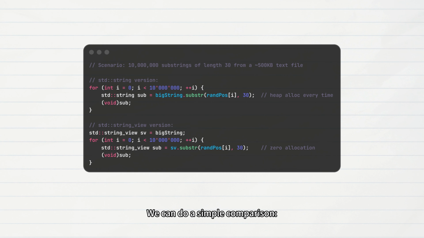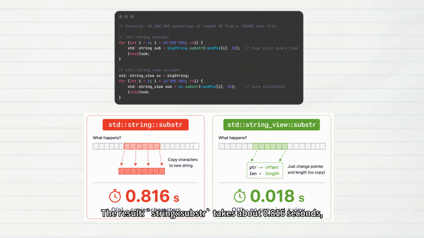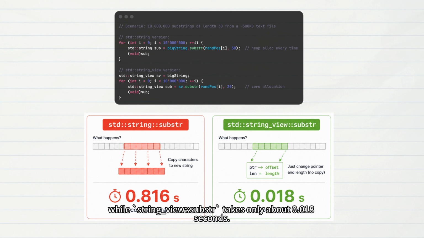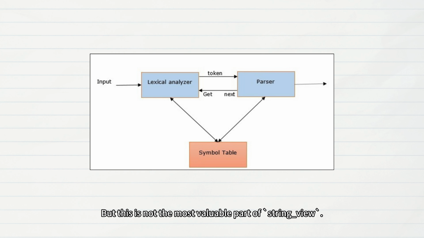We can do a simple comparison, perform 10 million substring operations on both string and string view. The result, string substr takes about 0.816 seconds, while string view substr takes only about 0.018 seconds. The gap is about 45 times. And when the substring length keeps increasing, the gap becomes even more significant. But this is not the most valuable part of string view.